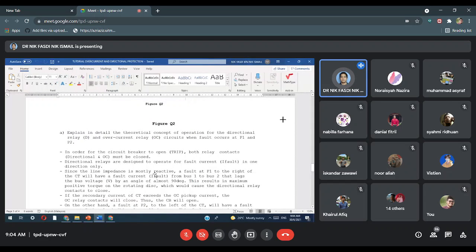Since the line impedance is mostly reactive, a fault at P1 to the right of the CT will have fault current from bus 1 to bus 2 that lags the bus voltage by an angle of almost 90 degrees. This results in maximum positive torque on the rotating disc, which would cause the directional relay to close. So this is the explanation there.